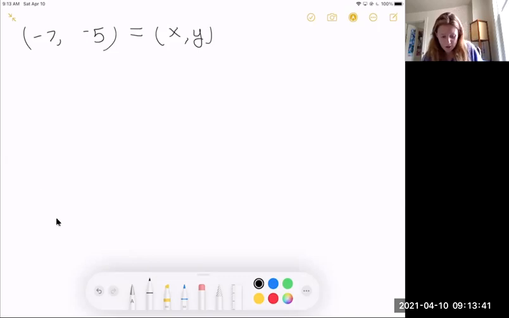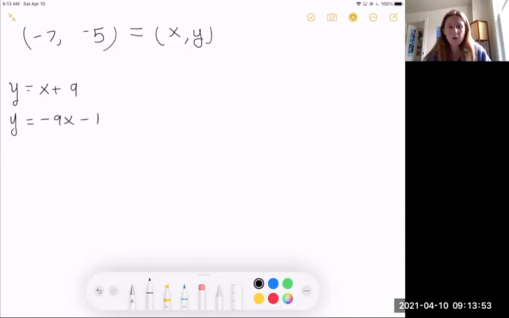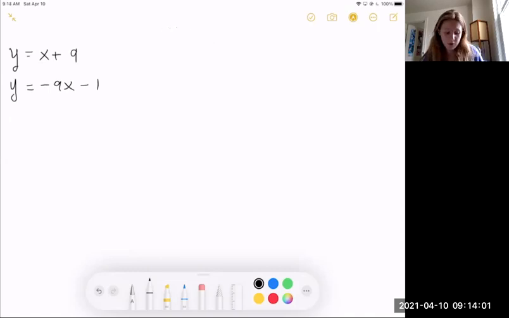Okay, so now it's going to get a little bit trickier. So what we're going to do here is, before they were giving us just a value for y or a value for x, but now we have two equations. But what we can do here is set these two equations equal to each other because they equal the same thing. They both equal y. So I'm going to do x plus 9 equals -9x minus 1.